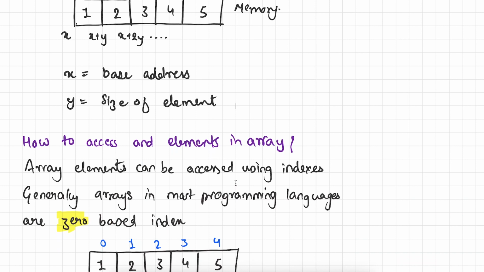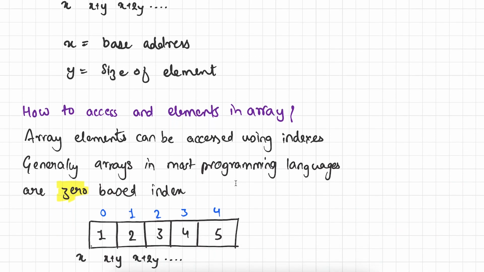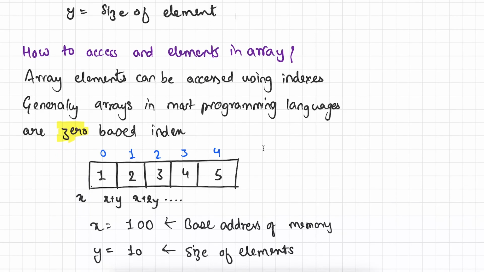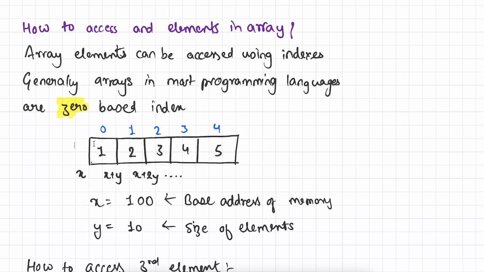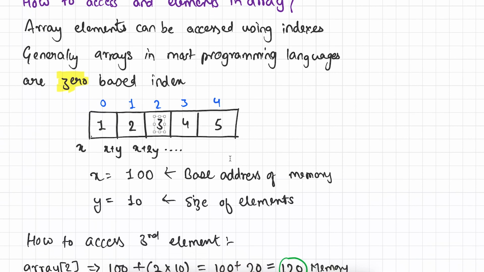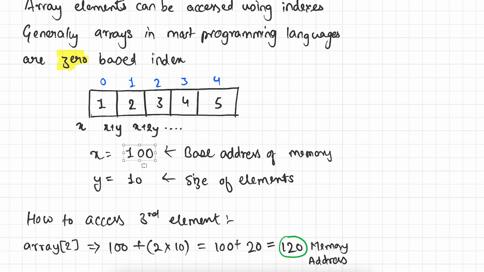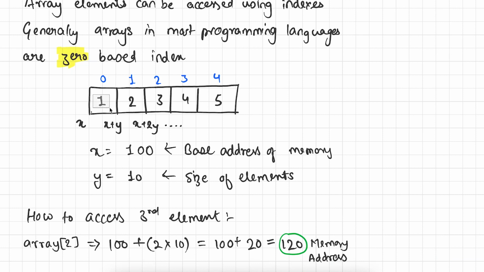Now the question is, we have created an array, but how do we access elements in the array? Generally array elements can be accessed using indexes, and in most programming languages arrays are zero-indexed. It means the first element is accessed by index 0, the second by index 1, the third by index 2, and so on. Let's say for example, when you created this array, you get the base address as 100. So the first element of this array is stored at memory location 100, and the size of each element is 10.